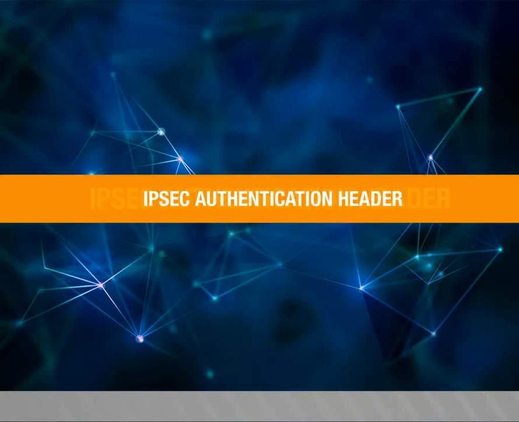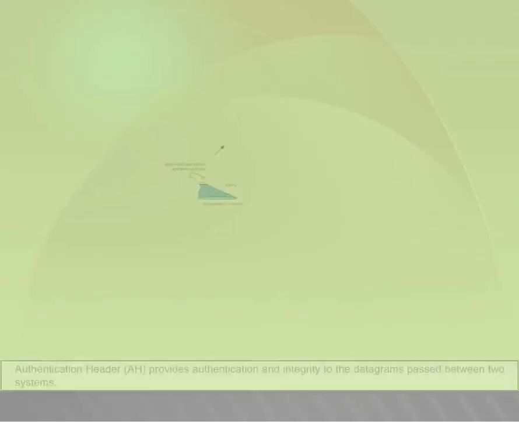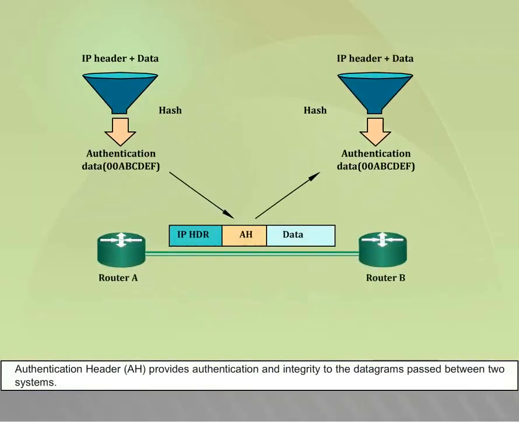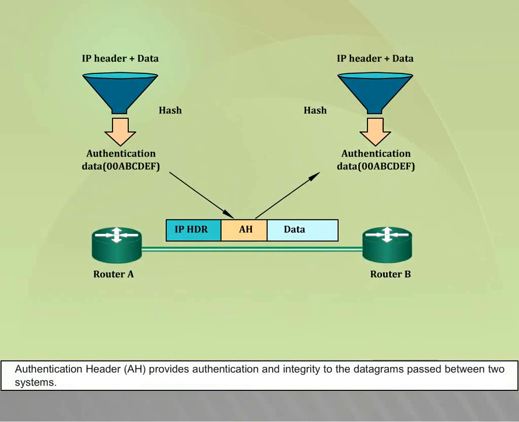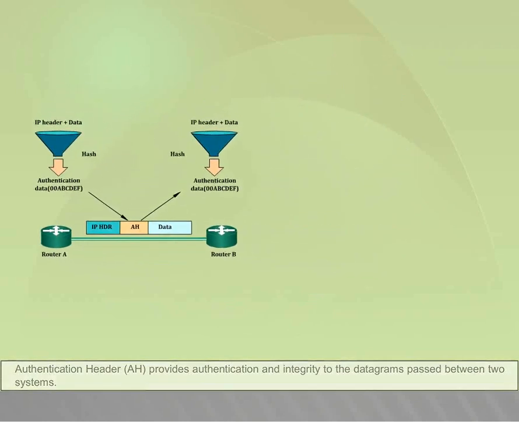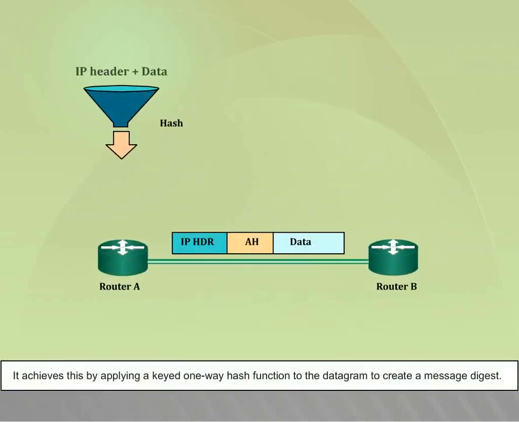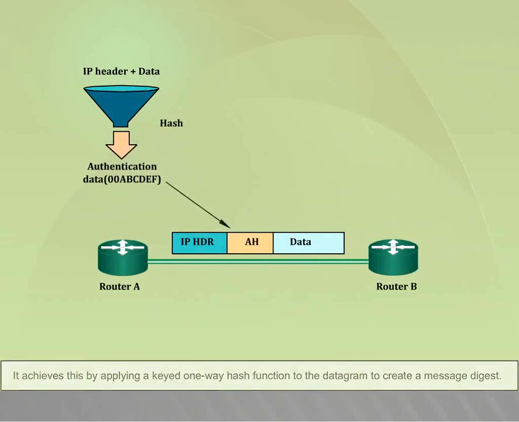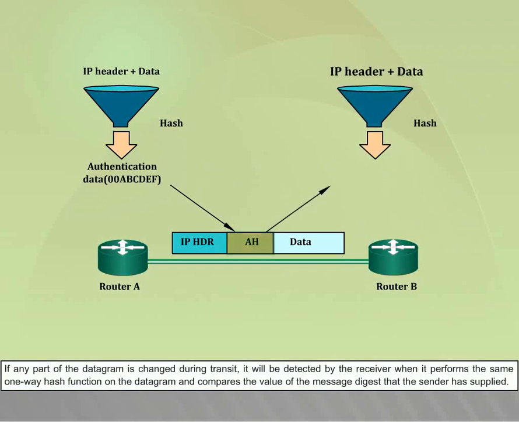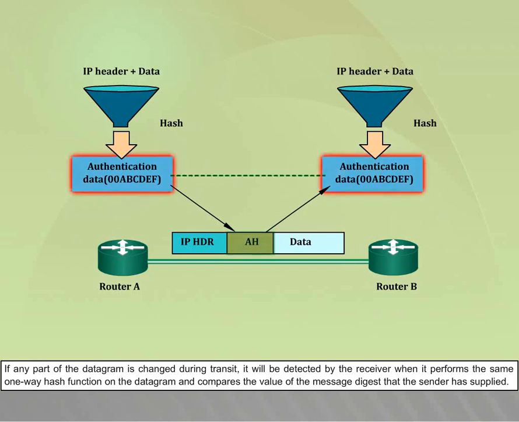IPsec authentication header. In this video, we are going to see about IPsec authentication header. Authentication header (AH) provides authentication and integrity to the datagrams passed between two systems. It achieves this by applying a keyed one-way hash function to the datagram to create a message digest. If any part of the datagram is changed during transit, it will be detected by the receiver when it performs the same one-way hash function on the datagram and compares the value of the message digest that the sender has supplied.